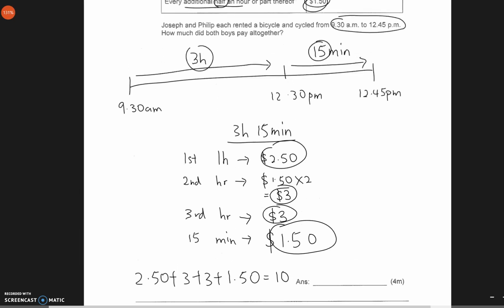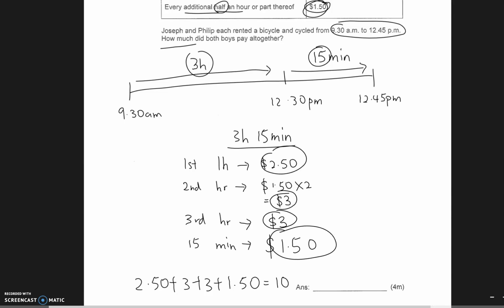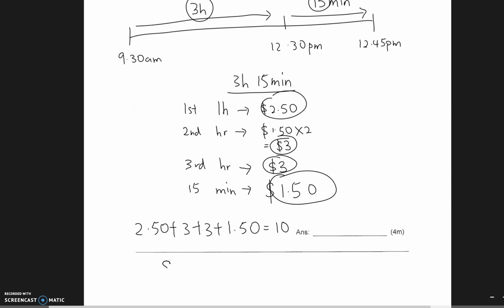Now the problem is this $10 is only for one person. Some of you could have fallen for the trick that said, how much did both boys pay together? If $10 is for one person, that means I will need to multiply the amount by 2 so that we can find out how much both boys are paying altogether.